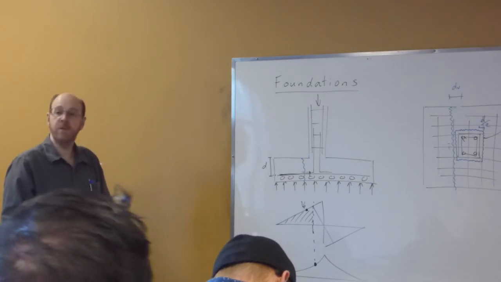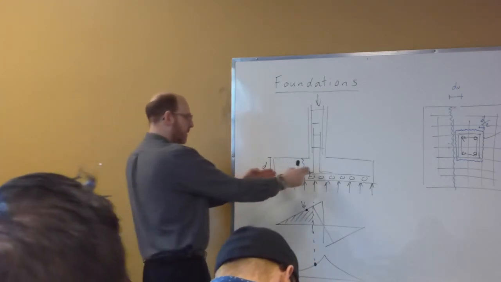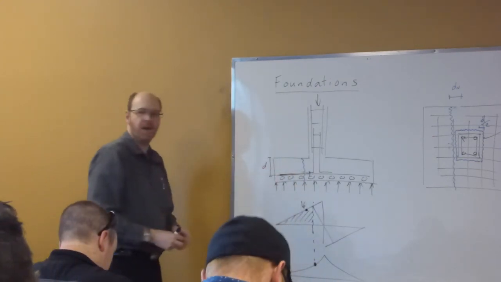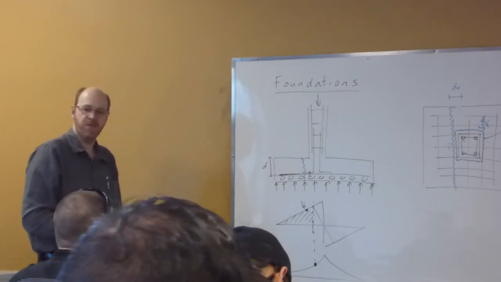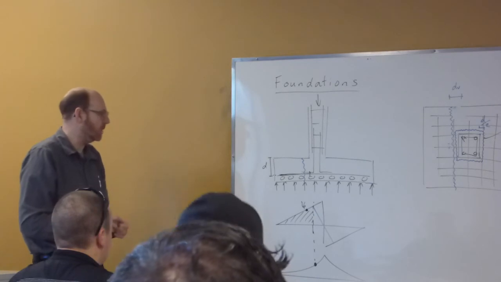The other option, of course, is to increase the size of the footing. So I just increase the size of the footing so that this length here is long enough to fully develop the tensile strength that I need for the bar. So that's basically the design process. From the column? Straight down to the column, yeah, that's right.